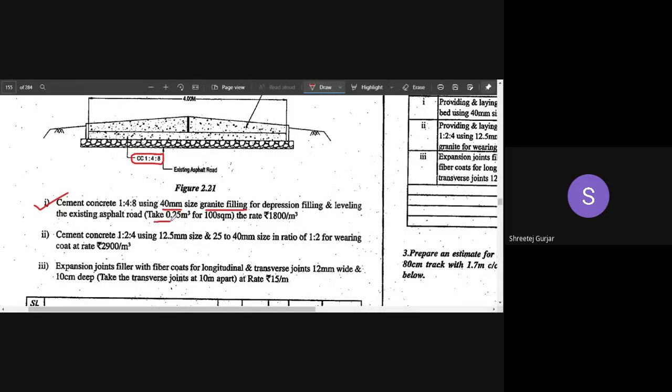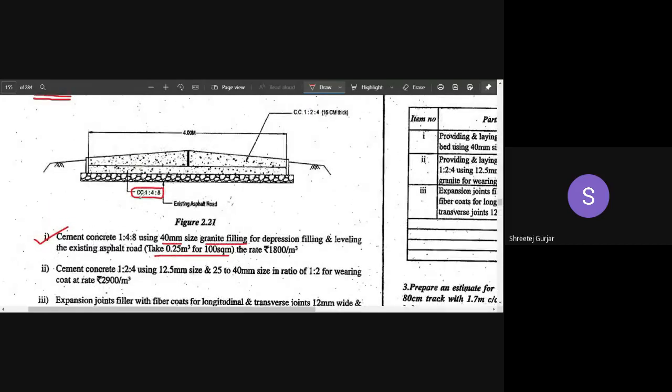Then take 0.25 meter cube for 100 square meter. So you can observe over here, they have not given the thickness. The thickness of this layer is not mentioned, but they have given this quantity. Take 0.25 meter cube for 100 square meter, meaning for every area of 100 square meter, we have to lay 0.25 meter cube. This is meter cube, cubic meters.